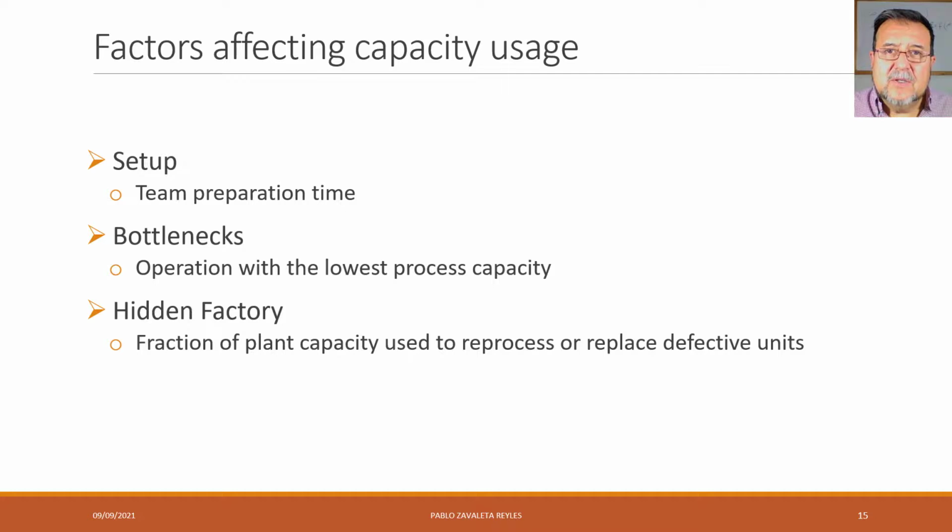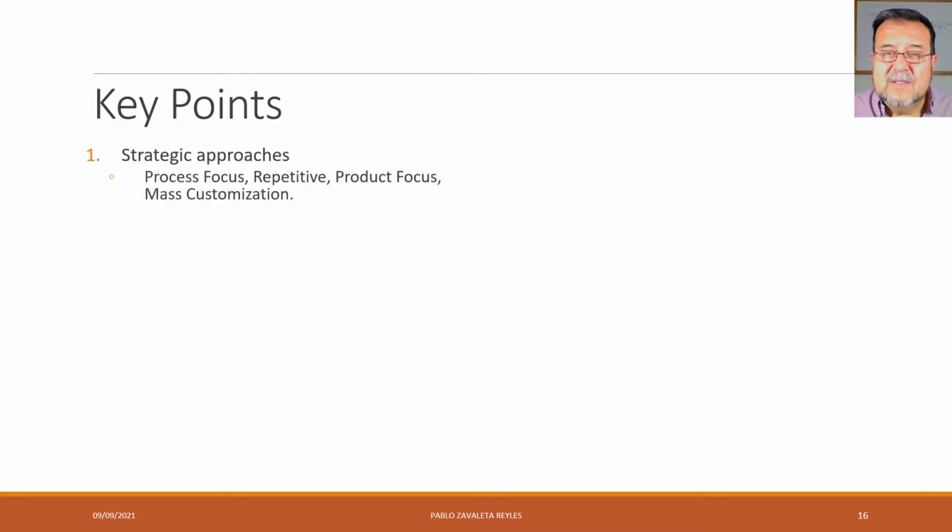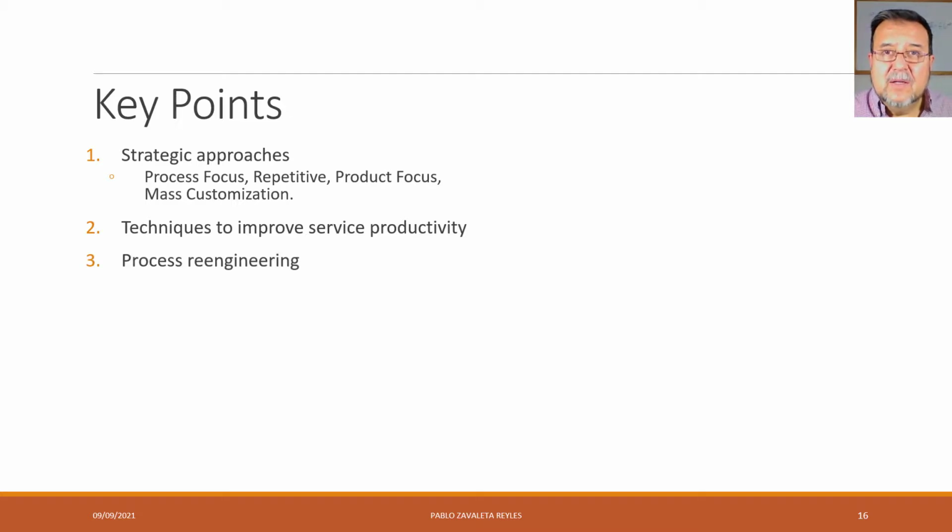So now, to close all this, what are the key points that we have talked about during this video? We have talked about the strategic approaches, remembering that they are the process focus, the repetitive, the product focus, the mass customization. We have talked about the techniques to improve service productivity. We have talked about process reengineering, remembering that in order to have a reengineering, first we need to have engineering in the process. We have talked about equipment and technology selection, remembering always that the best and only technology that you need is the one that you can use.